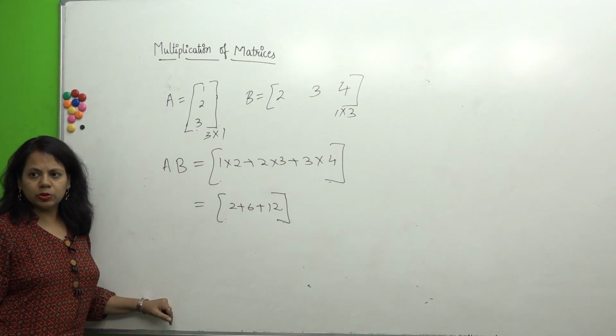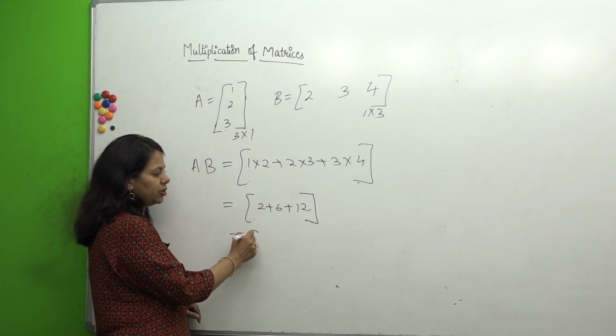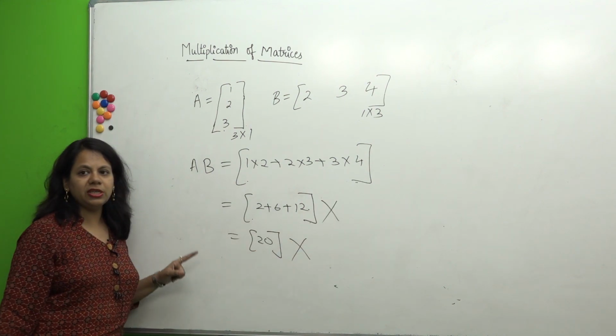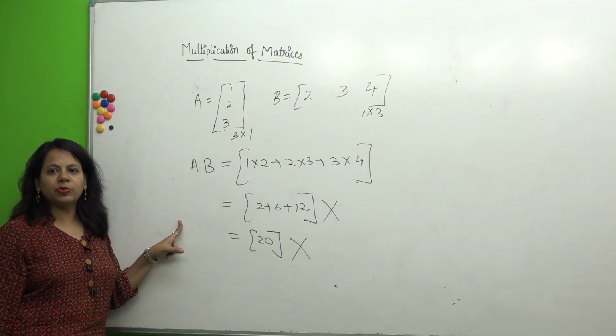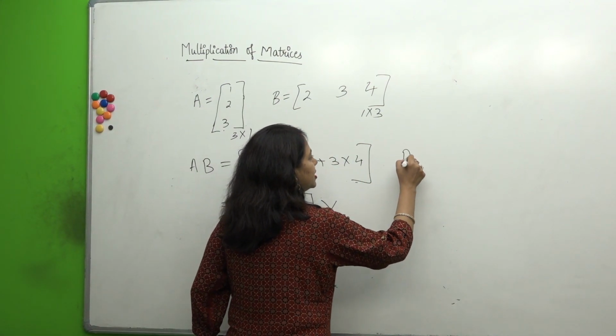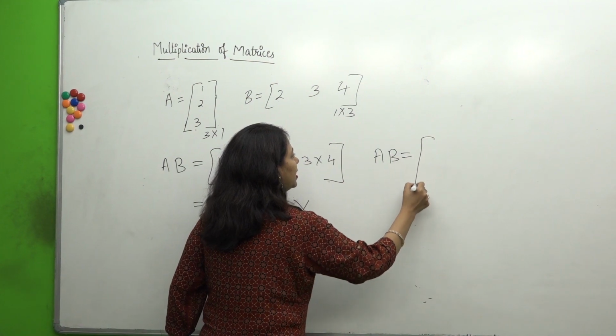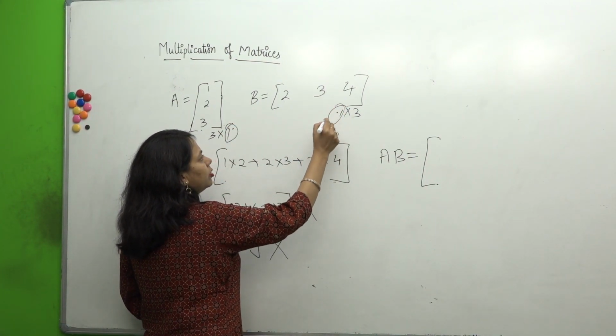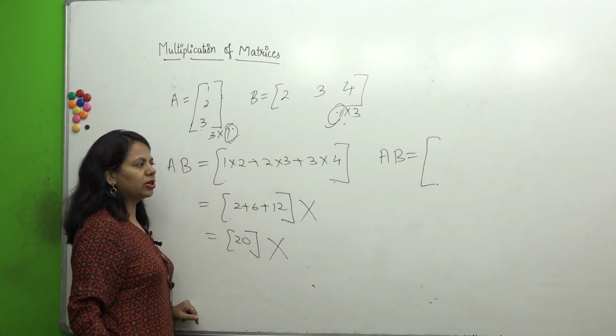So 20 is the answer that I get from here. This is absolutely wrong. Please do not do matrix multiplication like this. What did I tell you? First of all, you would see how I would perform multiplication. Number of columns of first and number of rows of second. Yes, they both are equal.